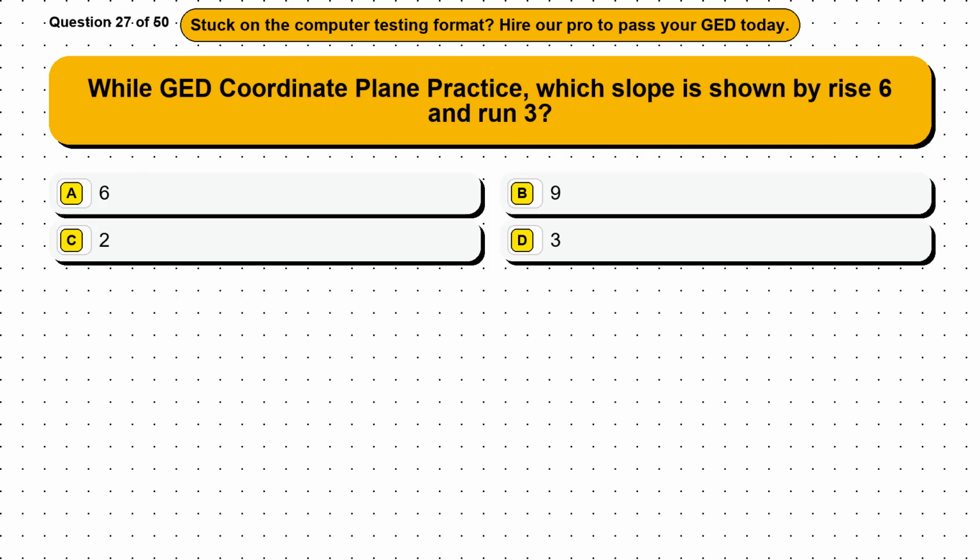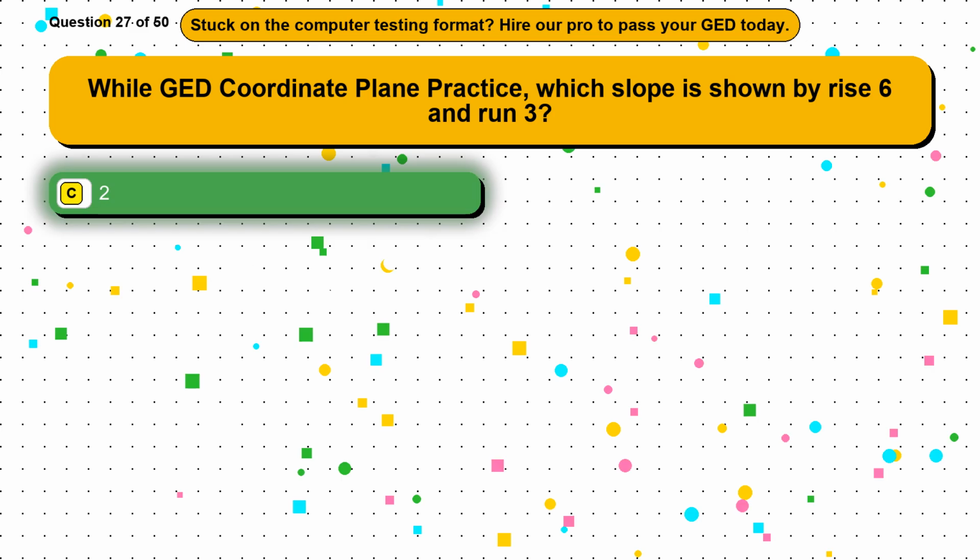Question 27. While GED Coordinate Plane Practice, which slope is shown by rise 6 and run 3? Option A 6. Option B 9. Option C 2. Option D 3. The correct answer is option C.